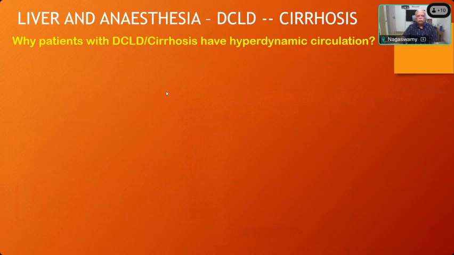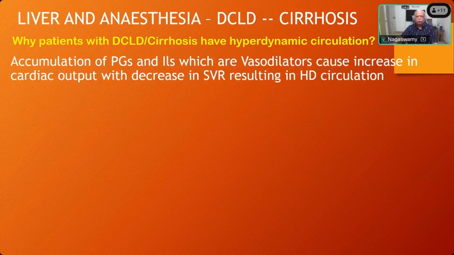Why do patients with DCLD have hyperdynamic circulation? We saw earlier that bile salts will produce bradycardia, vasodilatation, almost suppression of cardiovascular function. They are more prone to hypotension, as I showed in the earlier slide. But normally, when you palpate the pulse, it is a hyperdynamic, bounding pulse. So accumulation of prostaglandins and interleukins, which are vasodilators, cause an increase in cardiac output and decrease in SVR, resulting in hyperdynamic circulation.